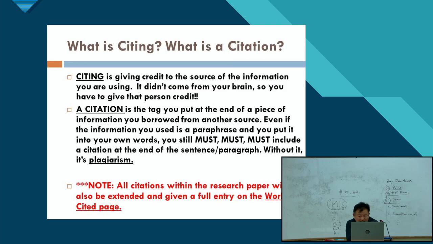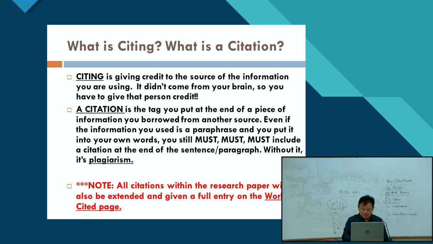And the important thing in writing papers is citation. Citing is related to prevalence. So citing is giving credit to the source of the information you are using. It didn't come from your brain, so you have to give that person credit. And a citation is a tag you put at the end of a piece of information you borrowed from other sources. This is the copy.